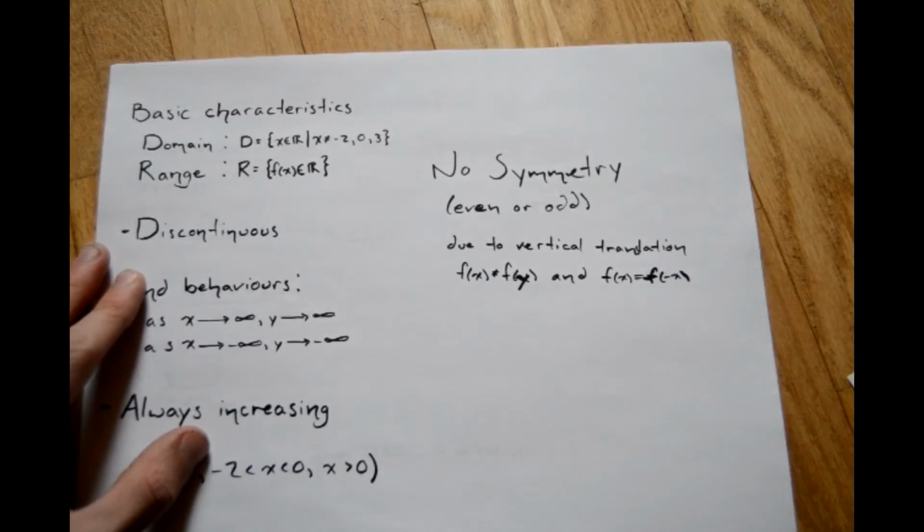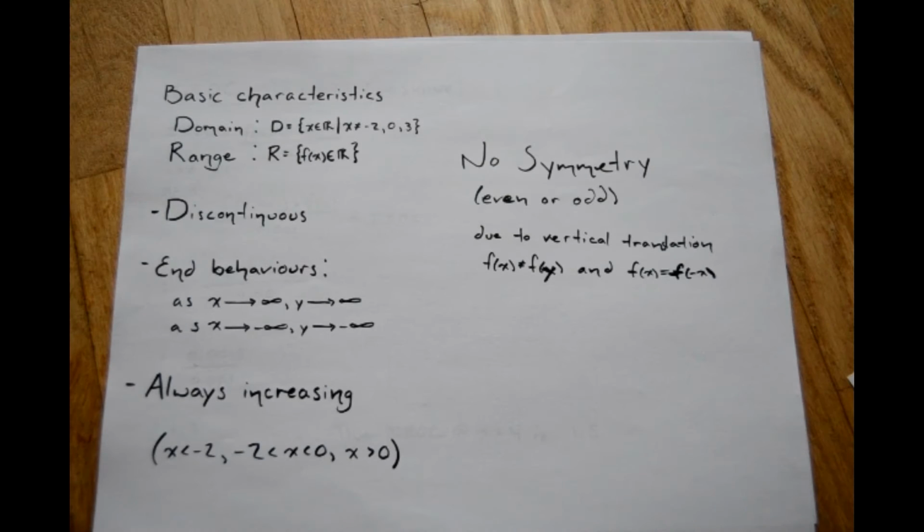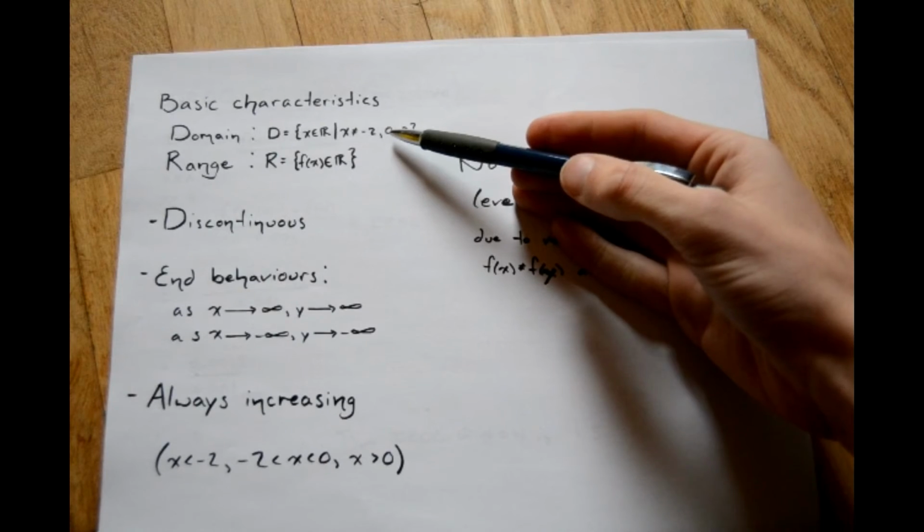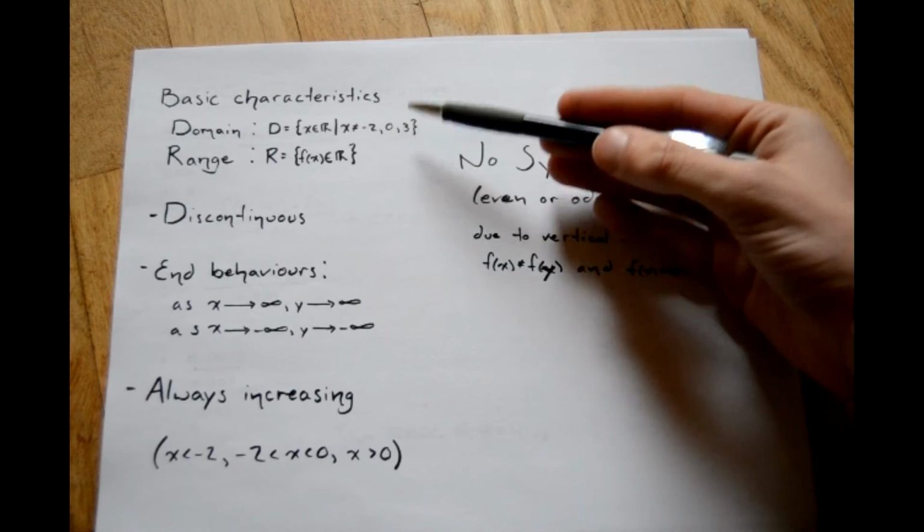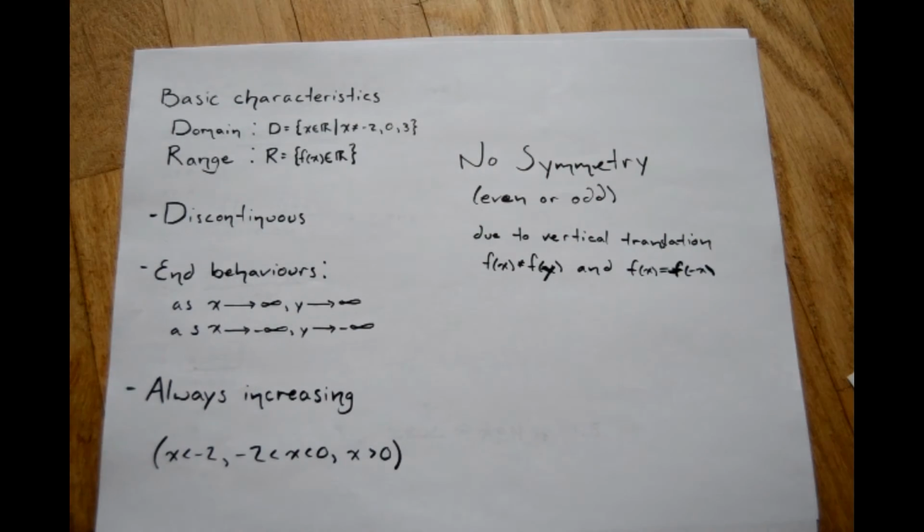So this function has some basic characteristics which will be nice to discuss. There's the domain. It's a nice, simple domain. D equals x is a member of the reals such that x can't equal negative 2 or 0 because of asymptotes, or 3 because of that hole. The range is much more straightforward. R equals f of x is a member of the reals. Simple. Now because we have asymptotes and a hole, our function is obviously discontinuous.